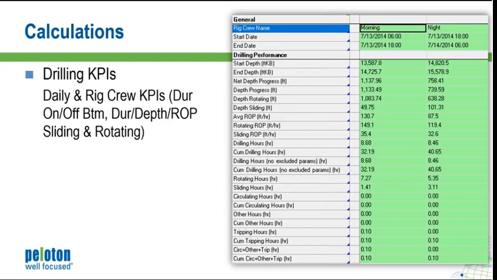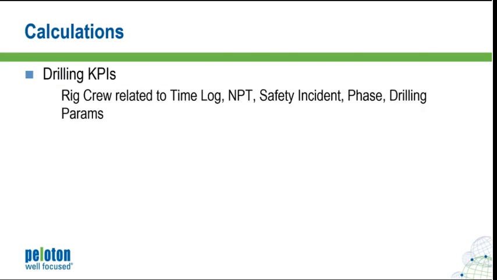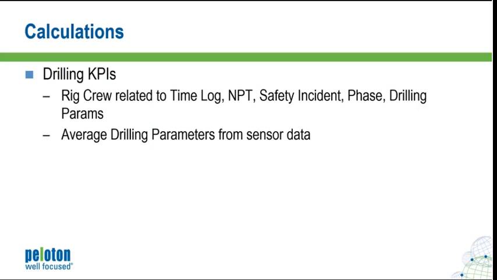Sure, we could have added these calcs in before, but if you had one drilling parameter for a day, your results are not obviously any good. With this rig crew concept, we can relate rig crews to time log NPT safety incidents. So you can know the morning or day shift typically has fewer incidents than the night shift. These are the stats that people are wanting to extract from the data. And we can get those average drilling parameters from the sensor data to populate the drilling parameter table.